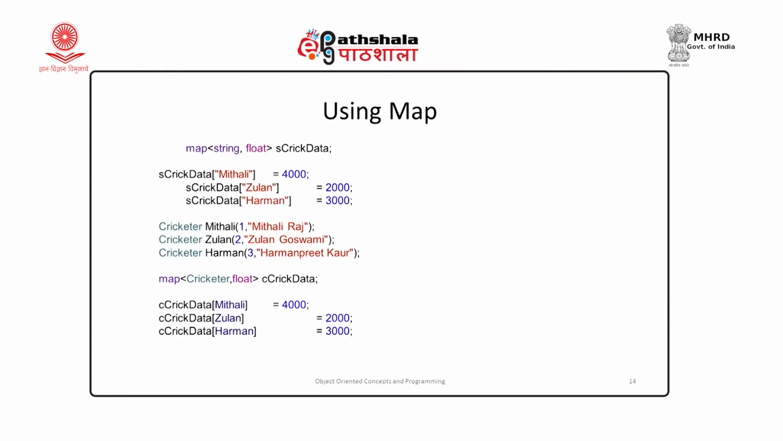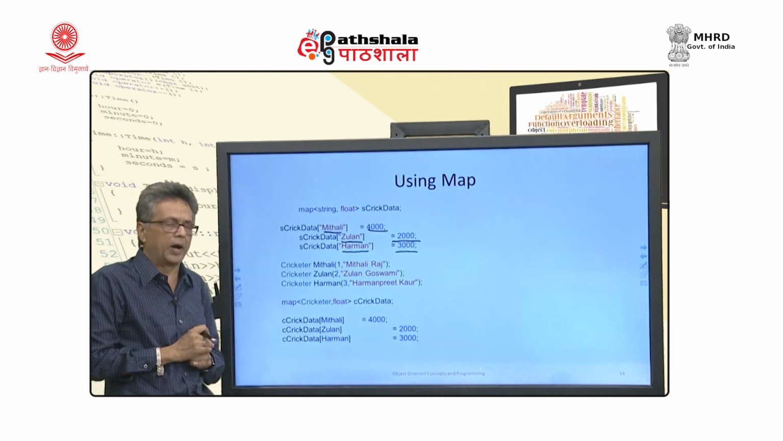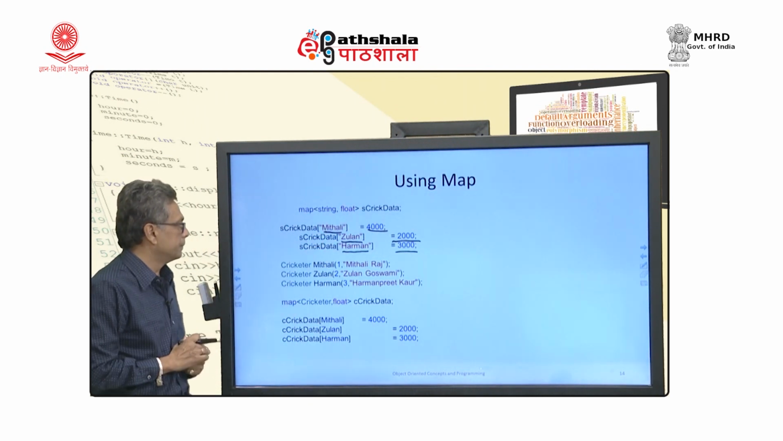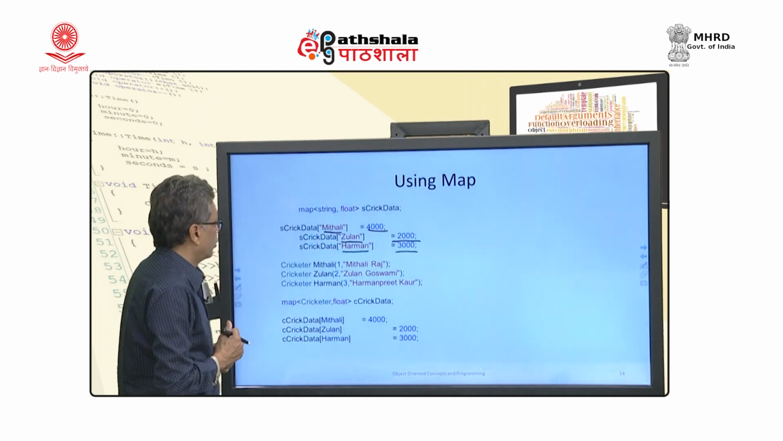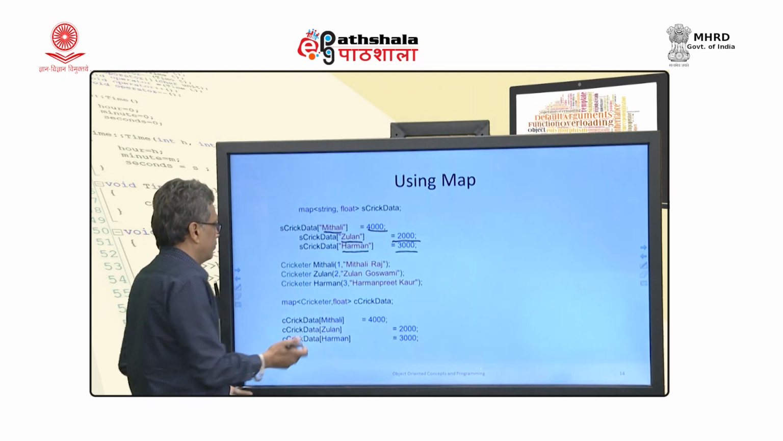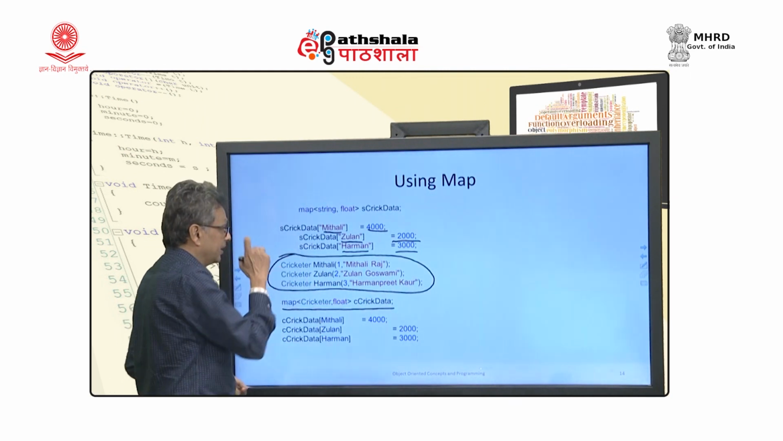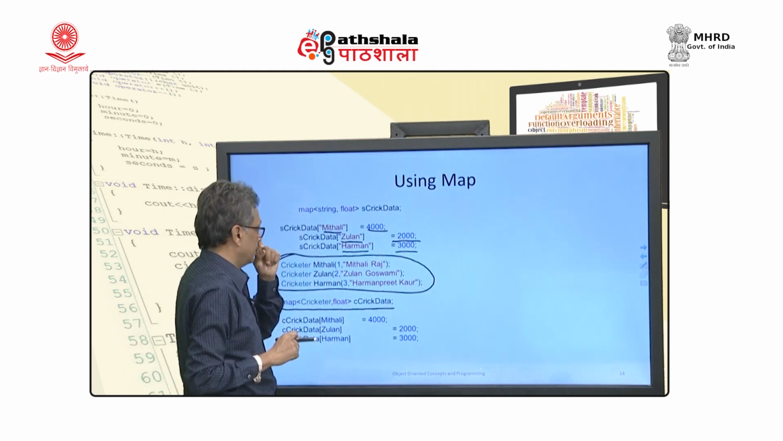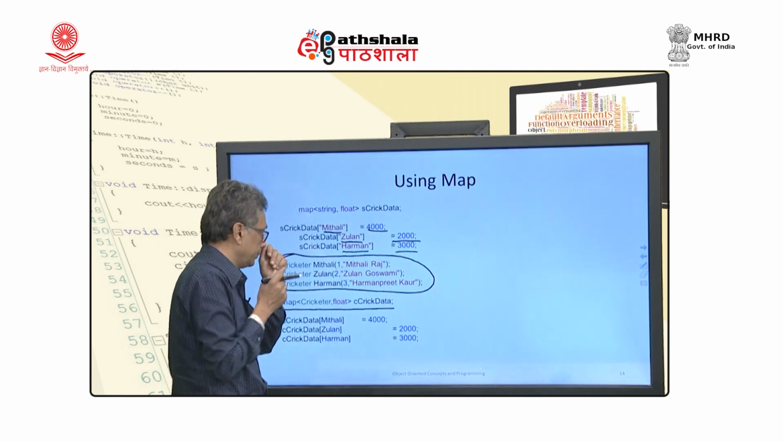We will begin with this string and float, the first type of map. The first string is assigned the first value, the second string the second value, the third string the third value. I have not specified it anywhere, but it is basically the number of runs scored by that player. This is the string and float map. Now I am defining one more map here. For that I need three objects. I define three objects of type cricketer, Mithali, Zulan and Herman, and give them two values, the jersey number and the name.